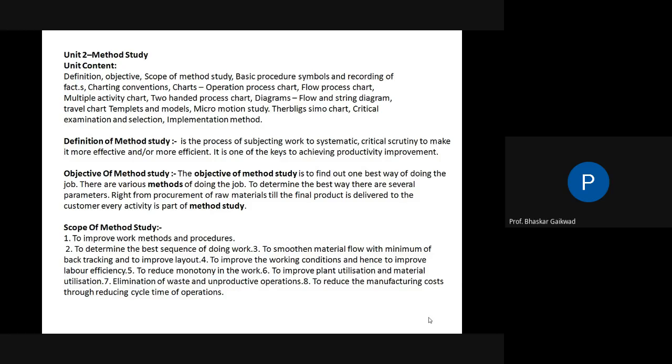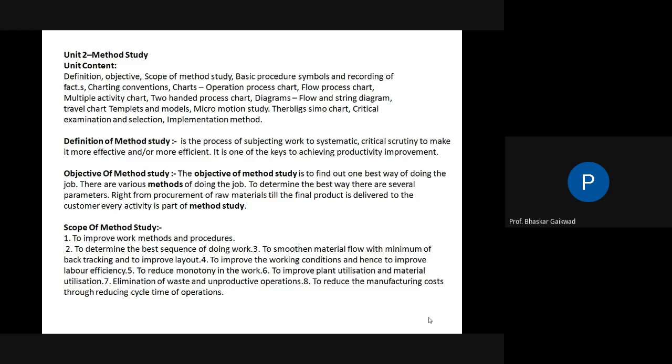Now, let us see the definition as per the syllabus. First point, what is the definition of method study? It is the process of subjecting work to systematic, critical scrutiny to make it more effective and more efficient. It is one of the keys to achieving productivity improvement. Method study is the process. Process means converting the raw material into finished product.